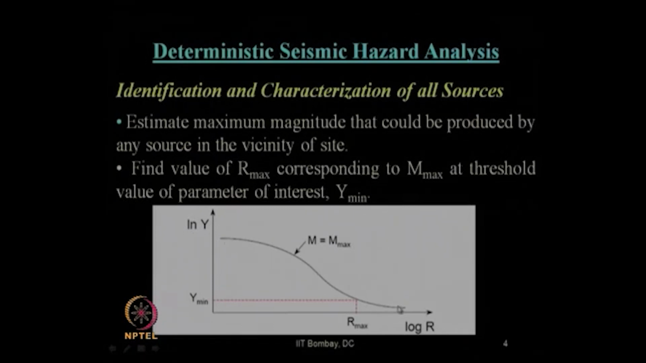Now, once we know that variation, from this log plot of that particular hazard parameter which we want to obtain versus R, and based on the minimum value or threshold value of the parameter of interest, we find out from this curve, which is for the maximum magnitude. That is what we have to select. For the maximum magnitude, the distance we will automatically get. So, that distance will give us the idea, from a particular site, how far all the faults we are going to consider.